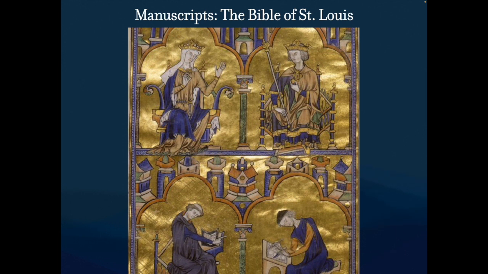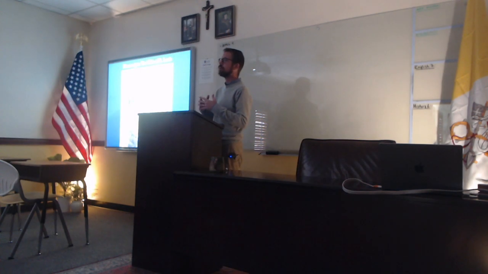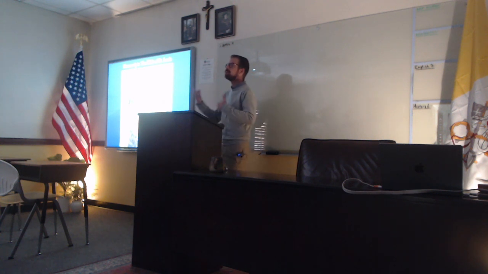This is called the Bible of St. Louis. It has like four different names. It's called a Bible Moralisée, which is basically a moral Bible. It's meant to be a teaching Bible. So they're going to have the text of the Bible, but they're also going to have pictures next to certain passages, or a lot of the passages, to help educate the people as they're reading the Bible.